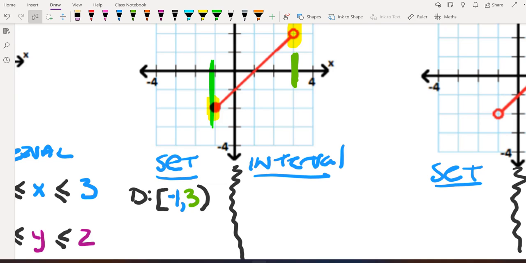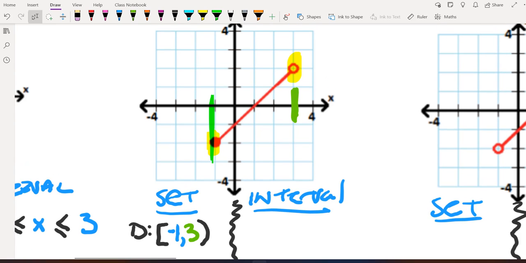Okay, now we're going to do the same thing, but this time talk about the y values. So for the y values, we write down R. That was for range. Okay, so we know we're talking about range now. And we do the exact same thing, but now, instead of looking at the x-axis, we look at the y-axis. So we go from the lowest y value to the highest y value. So lowest is at the bottom, and the highest is at the top.